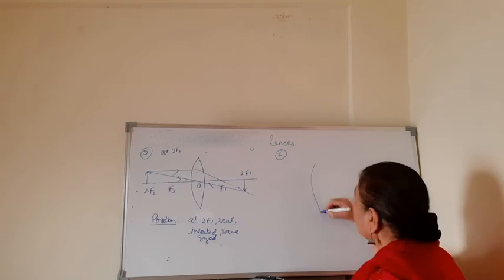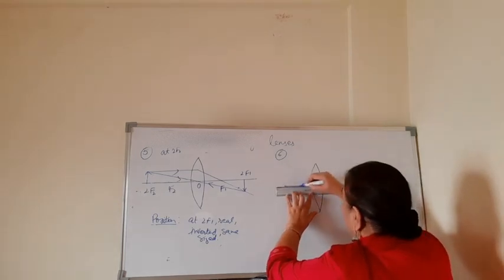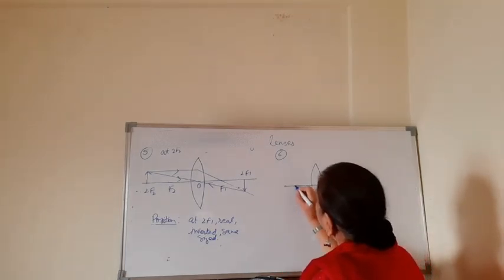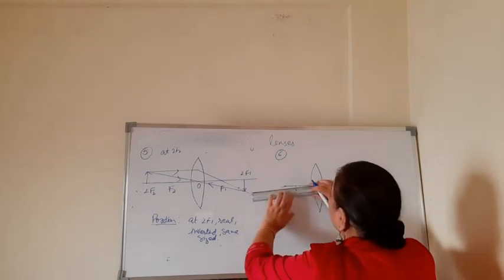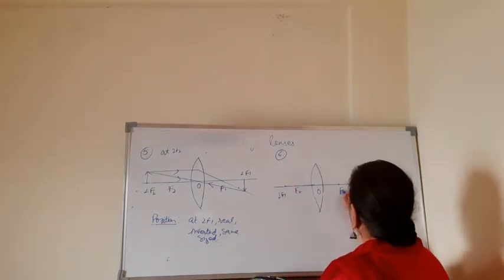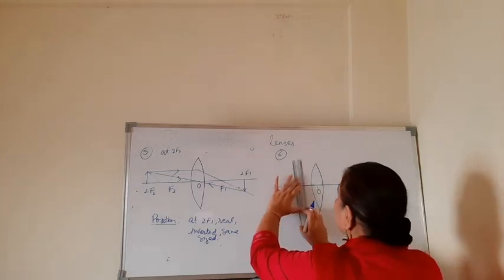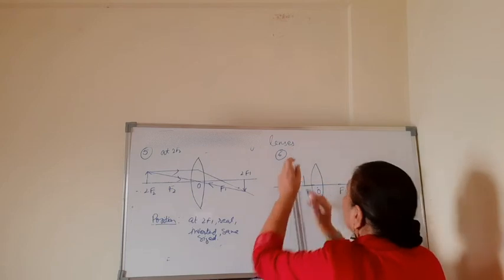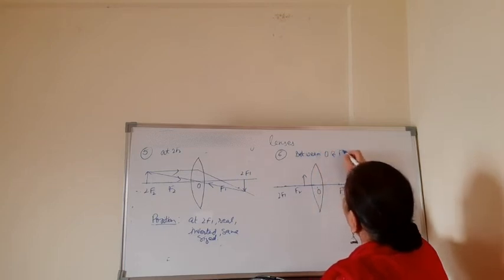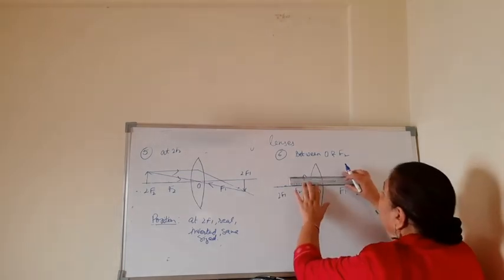So what will happen here? Again, I am going to take a convex lens, and we'll see how it happens. So this is O, say this is F2 somewhere here, say this is 2F2. This is say f1, this is 2f1, and now the object is very close to the lens here, between O and F2. So here it is very close, between the focus and the optical center. So where will the image be formed? We are going to see that.